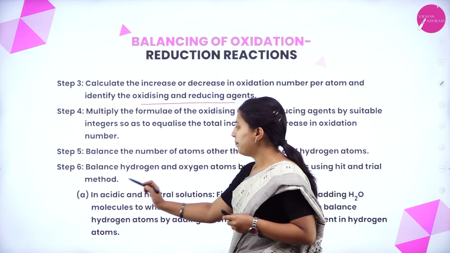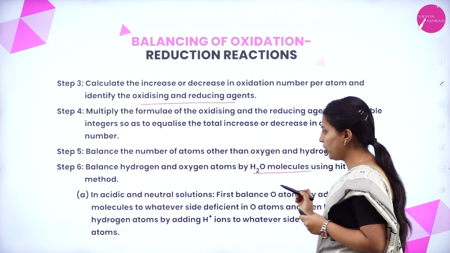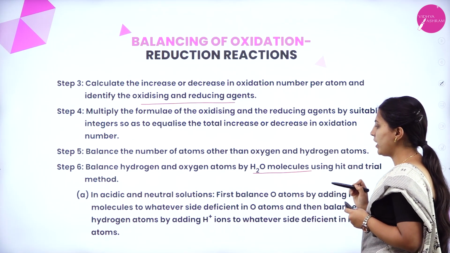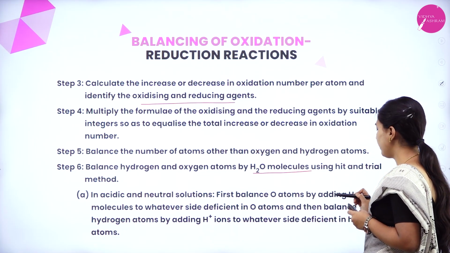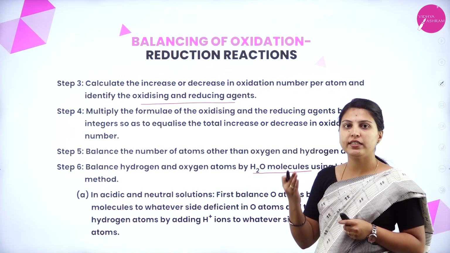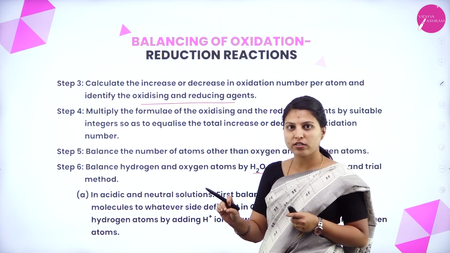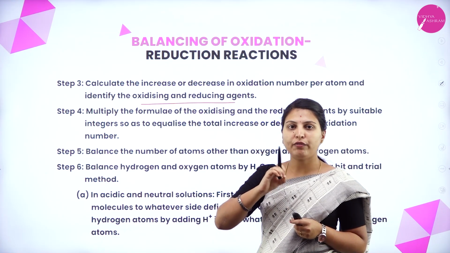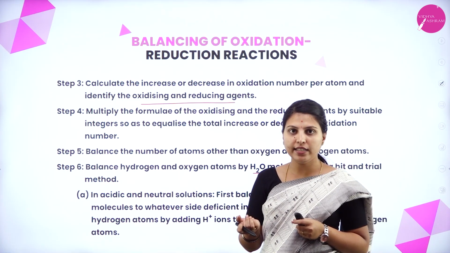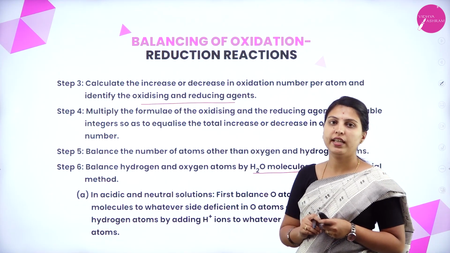For acidic and neutral solutions, first balance oxygen atoms by adding H2O molecules to whichever side is deficient in O atoms, and then balance hydrogen atoms by adding H+ ions to whichever side is deficient in hydrogen atoms. If the reaction is in acidic or neutral medium and oxygen is deficient, you have to add oxygen. How will you add it? By adding water molecules. If hydrogen is less, then you have to add H+ ions wherever the hydrogen atoms are deficient.